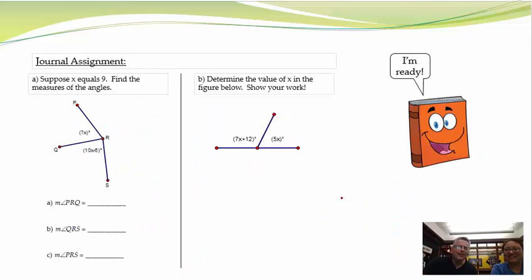There we go. So please copy the diagram into your journal and find those 3 angle measures. Copy the second diagram in your journal and then write an equation and solve for x.